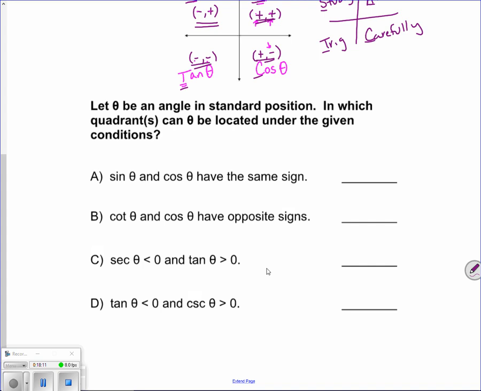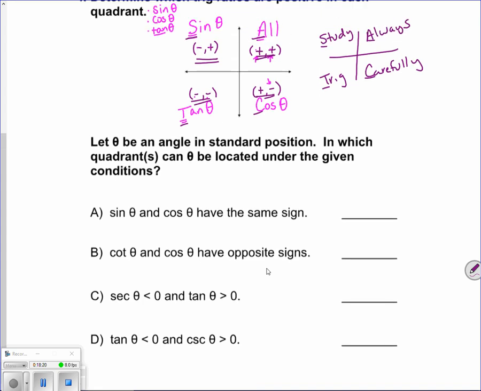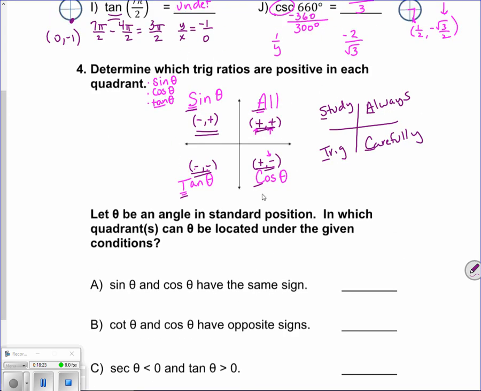So it said, let theta be an angle in standard position. In which quadrants can theta be located under the given conditions? Sine and cosine have the same sign. Well, here's the thing. This is why I like thinking of the positives and negatives. Guys, if you look at the positives and negatives, go, okay, in which quadrants are the x coordinate and the y coordinate the same sign? Well, that's quadrants 1 and 3. Remember, the quadrants are numbered this way. Don't miss a problem because you don't know how the quadrants are numbered. Okay, 1, 2, 3, 4. So in quadrants 1 and 3, sine and cosine have the same sign.